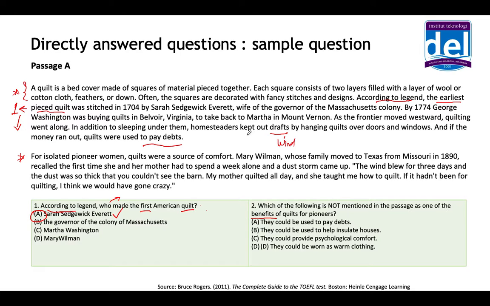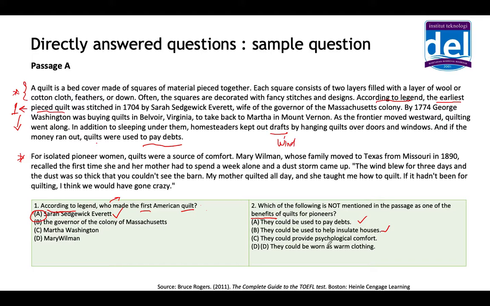We just need to match these statements to the options available, and the question is "not mentioned." If we look at option A, "They could be used to pay debts." It is explicitly stated here that they are used to pay debts, so this is not the answer that we are looking for. "They could be used to help insulate houses." This is also mentioned in the text. It says here that it can keep out drafts, so it can keep out wind. It means that it can insulate houses.